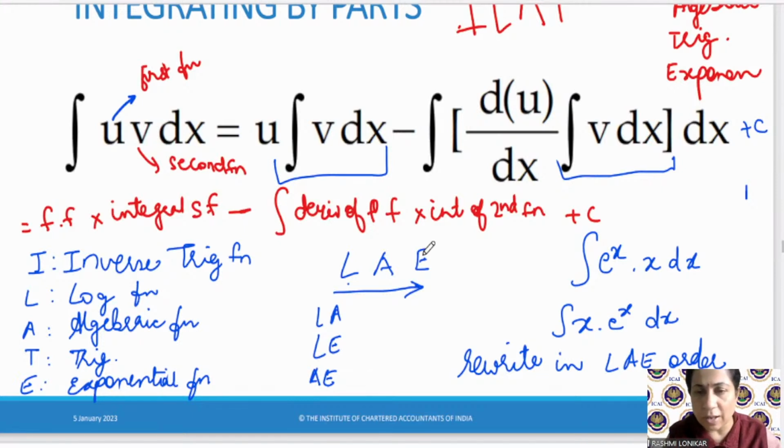What I have done is e raised to x into x dx equals the integral of x into e raised to x. Why do we do that? Because in integration, the power of x increases, so it becomes easier to solve when I am taking the derivative of the first function. The derivative of x is how much? 1, isn't it? So it becomes easier to solve. That is all you must know till here, that we will use LAE.